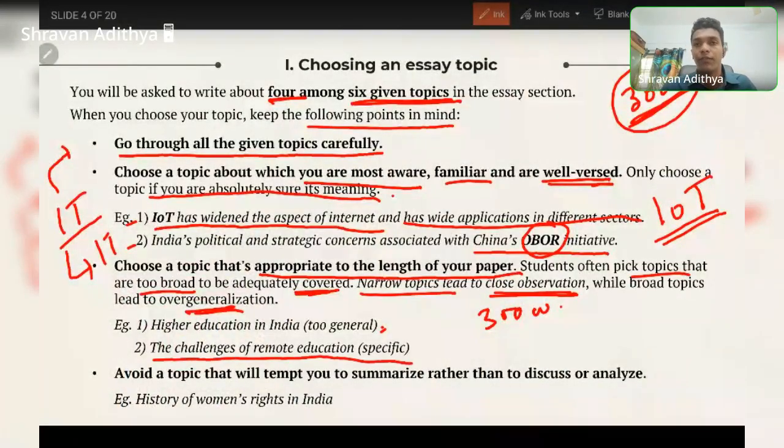Whenever you're writing an overgeneralized essay, the examiner usually looks for certain important keywords. So even though you might have covered a lot of perspectives, you might have left out certain important perspectives which the examiner is particularly looking for. This might ultimately bring your marks down. So rather go for a specific, narrow topic, something like the challenges of remote education. This is more specific, right? You just have to think about the challenges of remote education. You can cover different perspectives: the social challenges, the economic challenges, and the technological challenges.